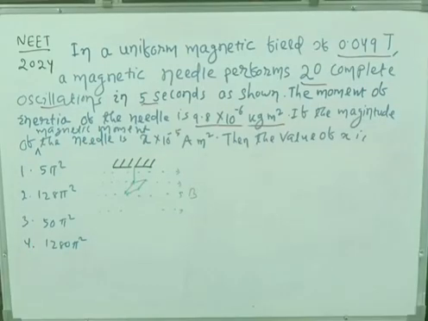Students, this question was asked in NEET 2024 from the chapter Magnetism. In a uniform magnetic field of 0.049 Tesla, a magnetic needle performs 20 complete oscillations in 5 seconds as shown. The moment of inertia of the needle is 9.8 × 10^-6 kg m². If the magnitude of the magnetic moment of the needle is x × 10^-5 A m², then what is the value of x?